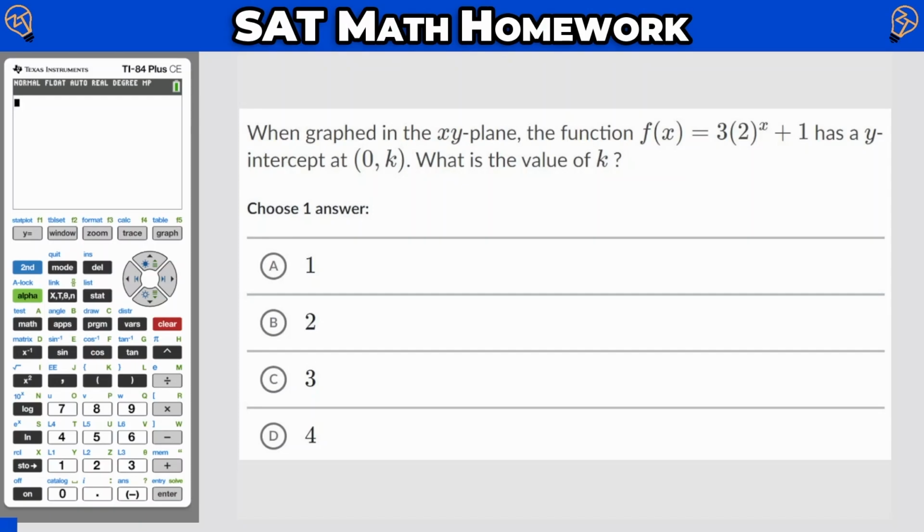The concept of a y-intercept is that when x is 0, y is a specific value. So we want to find that y-intercept. So let's go ahead and make x 0 in the function. So we have 3 times 2 to the 0 plus 1. And they're saying that the output, so f of x, is k. Now we could use solver because k is to the first power, but this is pretty straightforward.